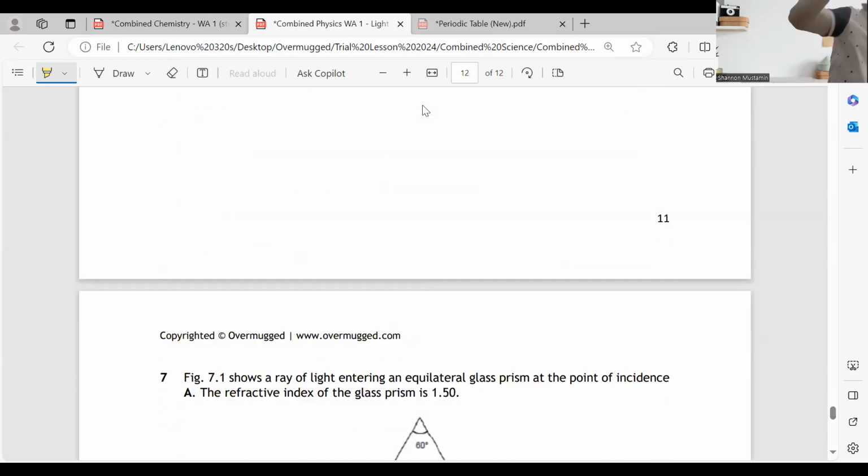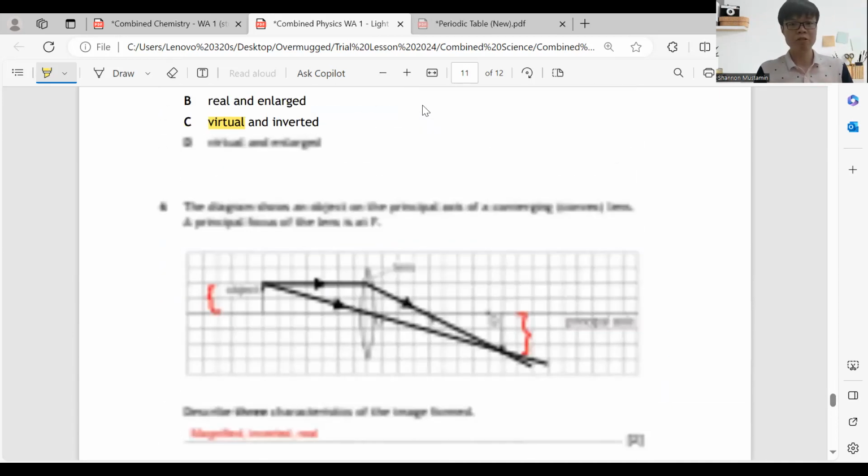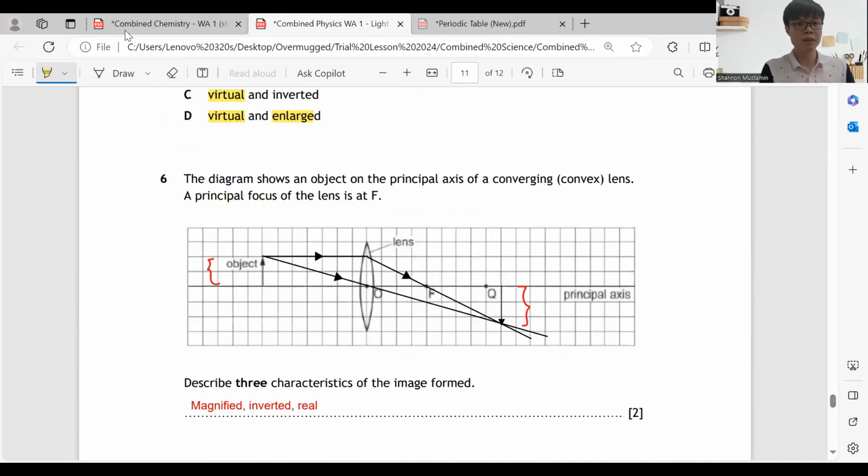Do you tell me if it's inverted? Inverted is not upside down. So, originally your object is like that, but your image, can you see it got turned upside down? That's what inverted means. That object is here. The arrowhead is upwards for your object, but for your image, the arrowhead is below. Rotated or turned upside down. That's what inverted means. Yeah, but how do you tell?